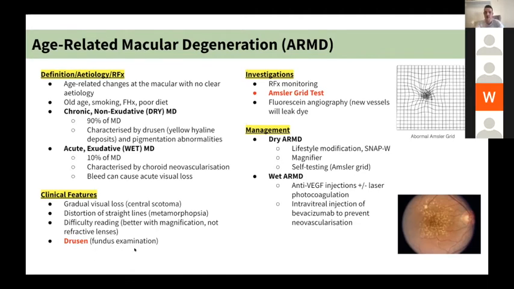This drusen here is pretty much diagnostic of macular degeneration. For investigations, look at all their risk factors, do this Amsler grid test, and you can also do this newer thing called fluorescein angiography, where you can test for new vessel growth. For management, unfortunately, because we don't really know what causes macular degeneration, it's just a few different risk factor things, that's all we can really do. So it's lifestyle modification and all of that. You can use a magnifier to help them read, and you can also give them an Amsler grid to self-test.